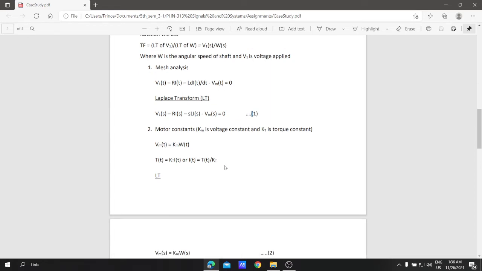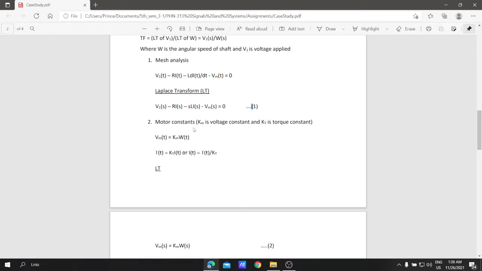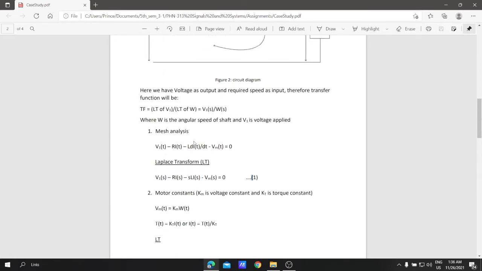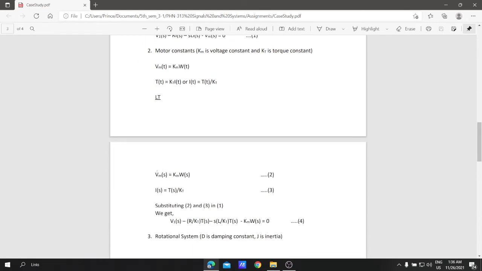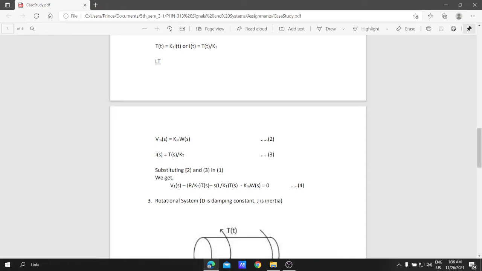Now at the motor part, we'll get Vm, the potential drop across the motor, equal to Km times the angular speed of the shaft, where Km is the voltage constant, and the torque applied to the shaft, T, will be equal to Kt times I2, where Kt is the torque constant. Again using the Laplace transform, we can transform these into equations number 2 and 3, and after substituting equations 2 and 3 in 1, we'll get equation number 4.